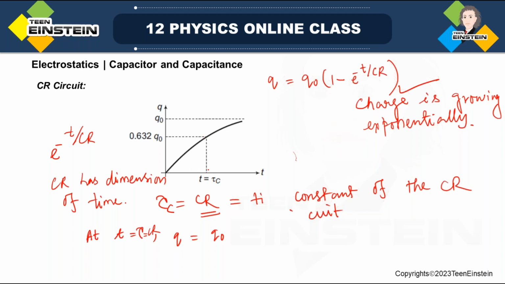At that particular value of time, the charge in the capacitor becomes 63% of its steady state value. So 63% of the steady state value.